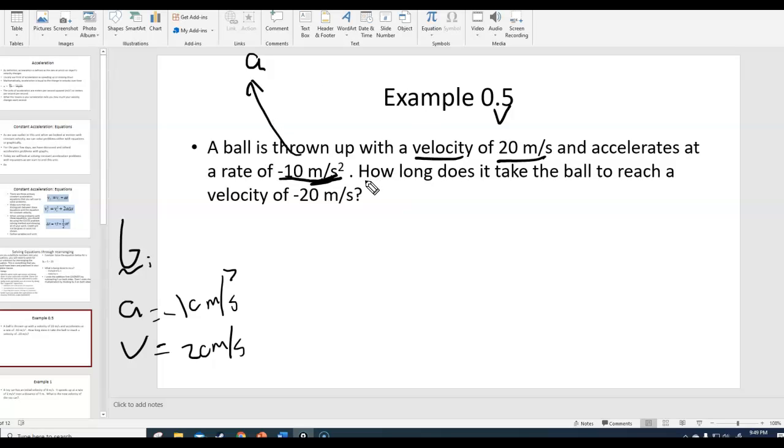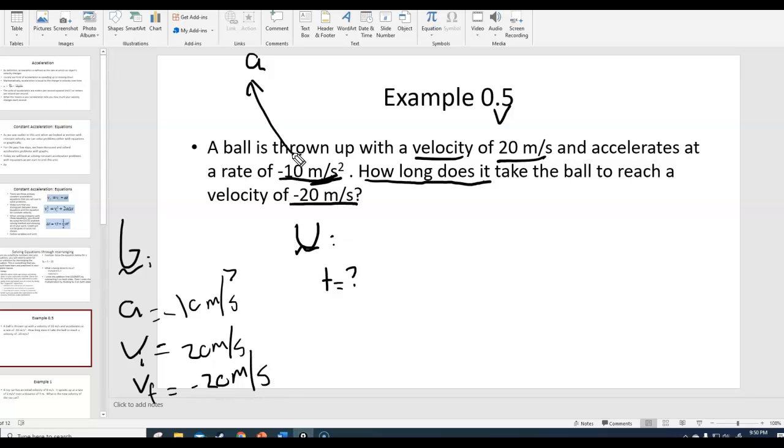And here I get to the question, how long does it take? A question about how long is always about time. So my unknown is time. How long does it take the ball to reach a velocity of negative 20 meters per second? So this velocity is happening at the end of the problem, which means that 20 meters per second has to be v initial, and that means v final would be negative 20 meters per second.